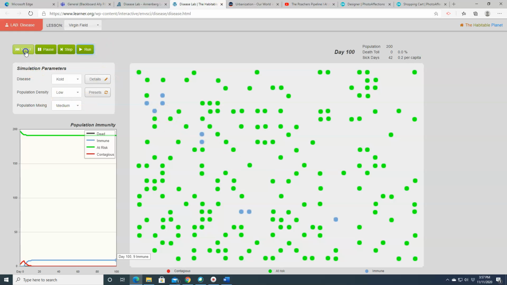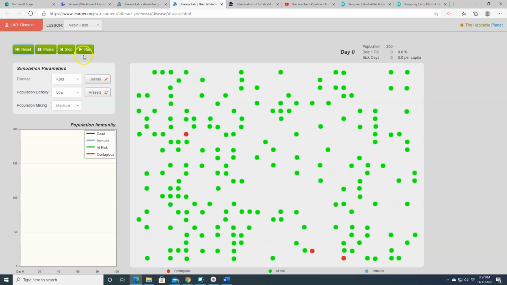So what's interesting is when you hit reset, and if you run that simulation again, it looks different this time, right? So I kept the parameters all the same, but you'll notice that I have more sick days. My per capita rate is a little bit higher. I actually have more people who are immune this time, and I sort of had different peaks as far as how many people were contagious when. So there's variability in this model so that every time you run it, you're going to get something slightly different. It will never be the same data twice.